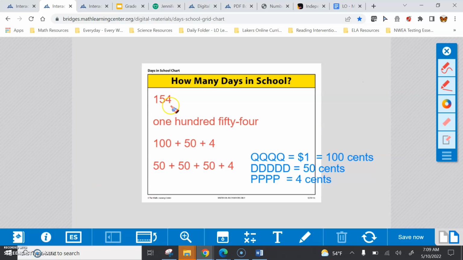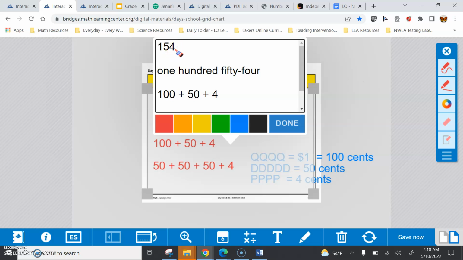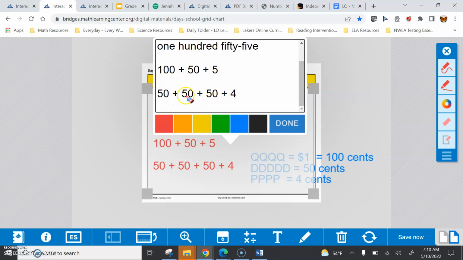We'll take that information and I'll go over here to our other chart where we're keeping track of the days in school in a different way and change everything to 155. Number word. Remember, it's one group of 100, 5 groups of 10: 10, 20, 30, 40, 50, plus 5 ones. We then come down here and say 50 plus 50 plus 50 plus 5.